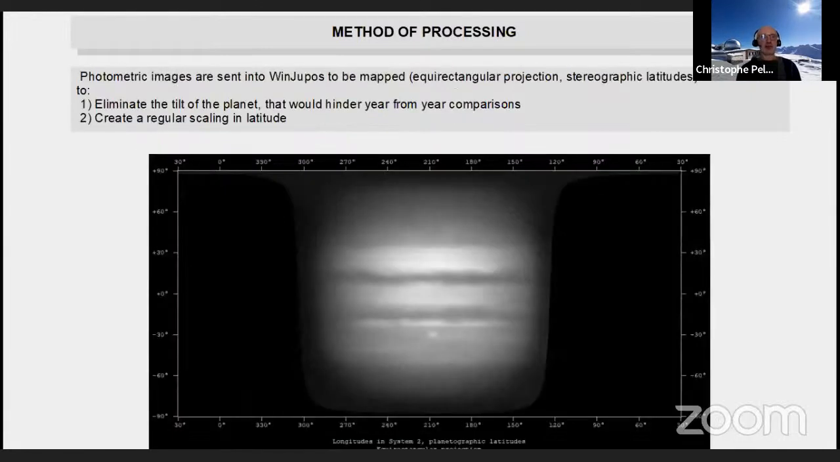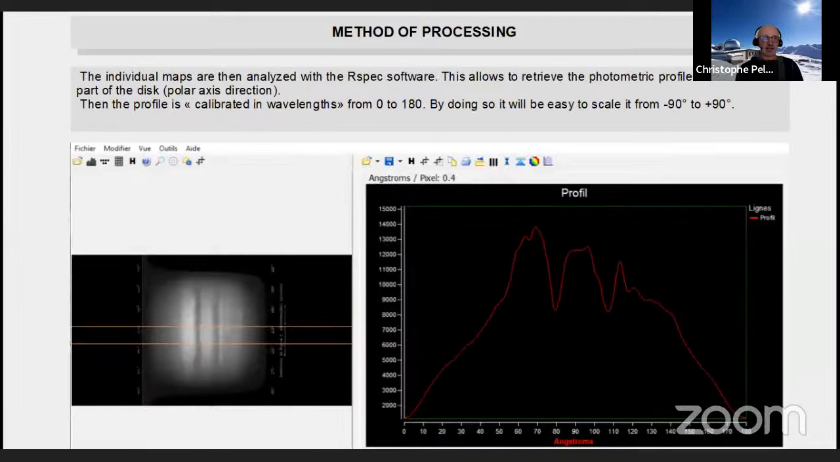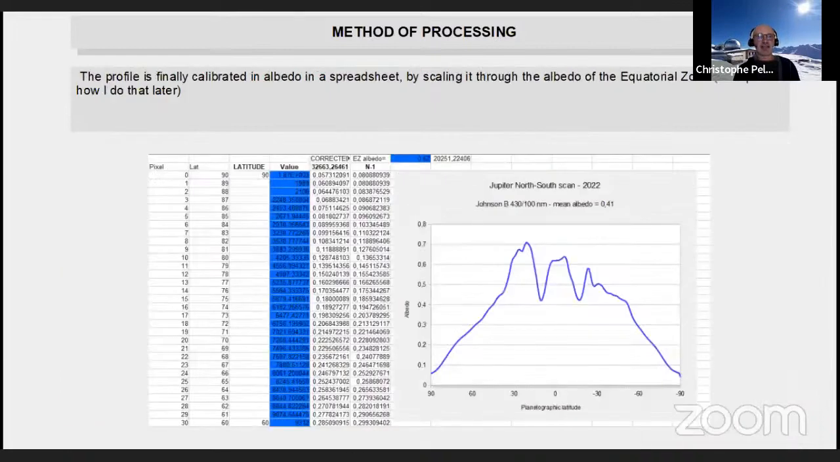Photometric images are then sent into WinJUPOS to be mapped, and this allows to eliminate the tilt of the planet that would hinder year-to-year comparisons and to create a regular scaling in latitude. The maps are then analyzed with the AirSpec software, and this allows to retrieve the photometric profile of the central part of the disk in the polar axis direction. Then the profile is calibrated in degrees from 0 to 180, and by doing so, it will be easy to scale it from one pole to the other. The profile is finally calibrated in albedo in a spreadsheet by scaling it through the albedo of the equatorial zone alone, and I will explain how we do that later.